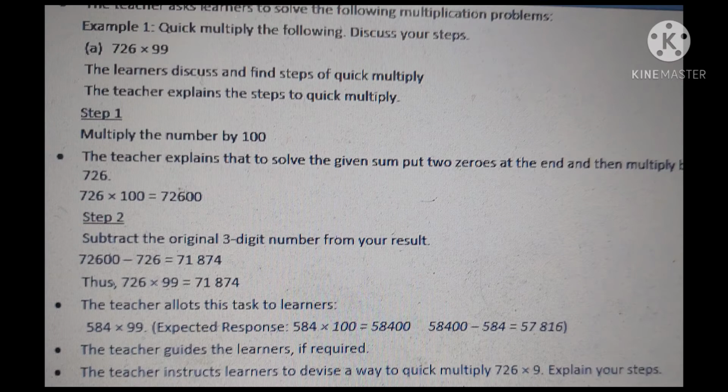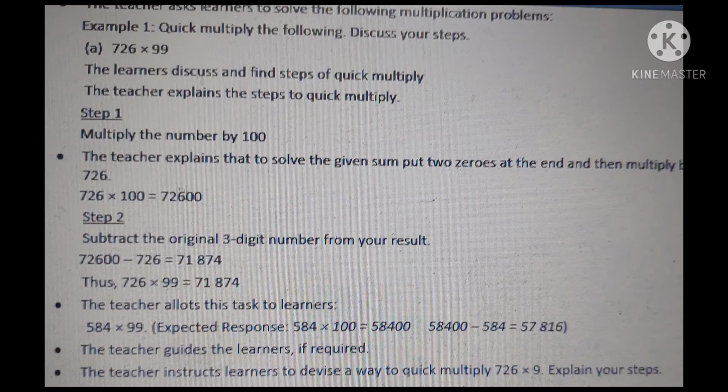Then the teacher instructs the learners to devise a way to quick multiply 726 by 9. Okay, now here the teacher may guide the learners by saying that in order to quick multiply by 9, they should first multiply 726 by 10, and the answer will be 7260, and then they can subtract the original number 726 from 7260 to get the final answer, that is 7260 minus 726 gives us 6534.